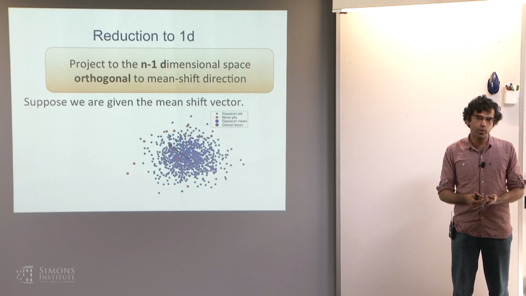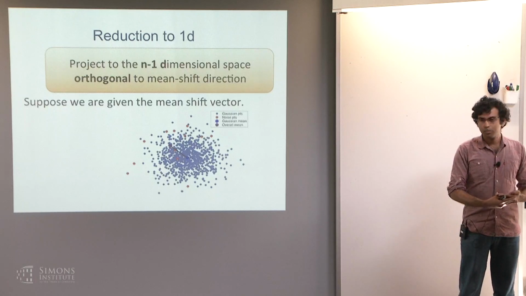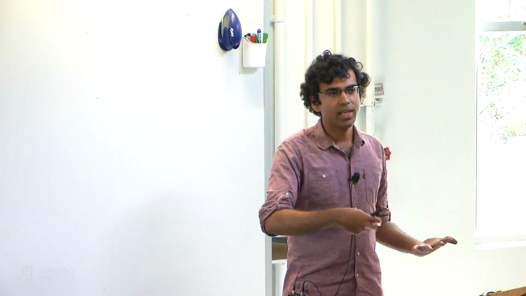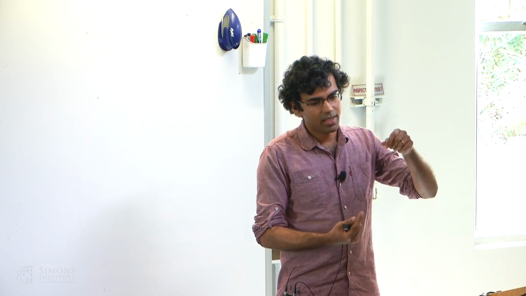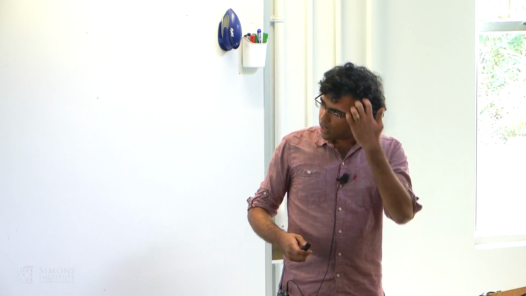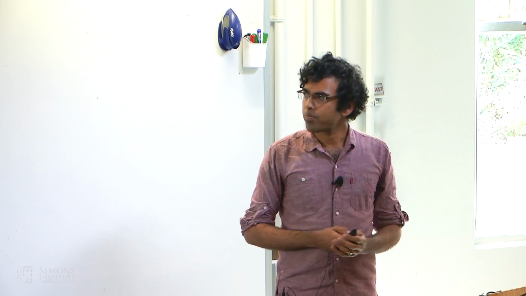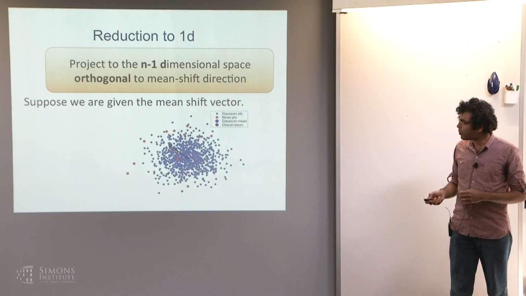Essentially, we can reduce it to a 1D problem. If we project all the points onto the n-1 dimensional space perpendicular to this mean shift direction, we note that there is no mean shift in this space. So we can just compute the sample mean as the estimator. The remaining part is just a one-dimensional problem, and in 1D everything is easy. So overall we'll incur an error of eta sigma. So if we know this direction, then the problem is easy.